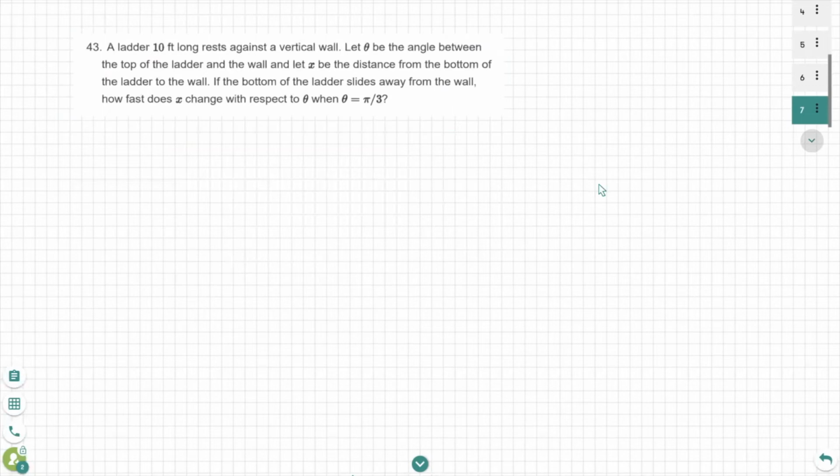So we have to find the derivative. So I guess this is a related rates problem? Yeah, exactly.